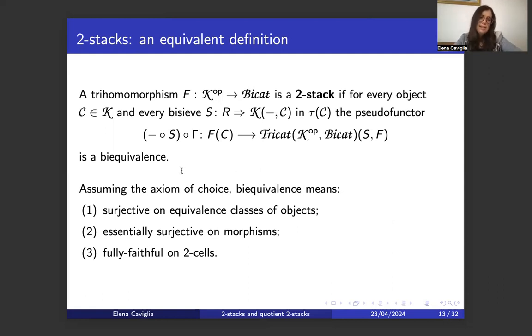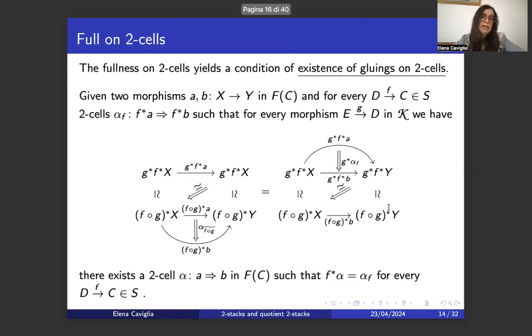And then we notice that biequivalence means these 3 conditions. So surjectivity on equivalence classes of objects, essential surjectivity on morphisms, and fully faithfulness on 2-cells. And these are the 3 conditions that we want to translate into the explicit conditions of a 2-stack. So we start looking at the 2-cells. And we start with the fullness.